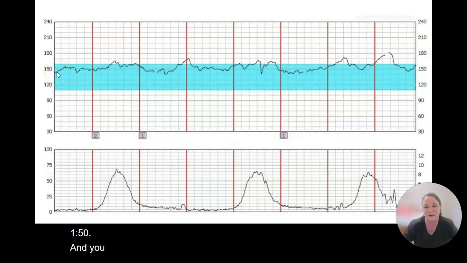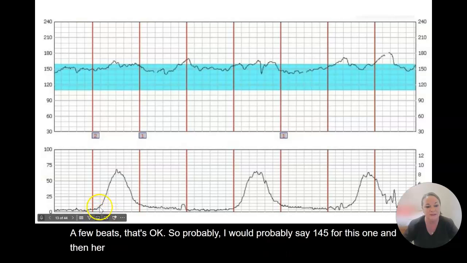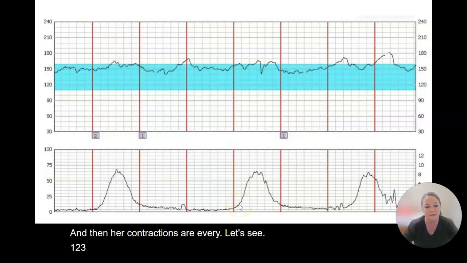You can be off by a few beats, and that's okay. So I would probably say 145 for this one. Our contractions are every, let's see, 3 minutes apart for this strip here.